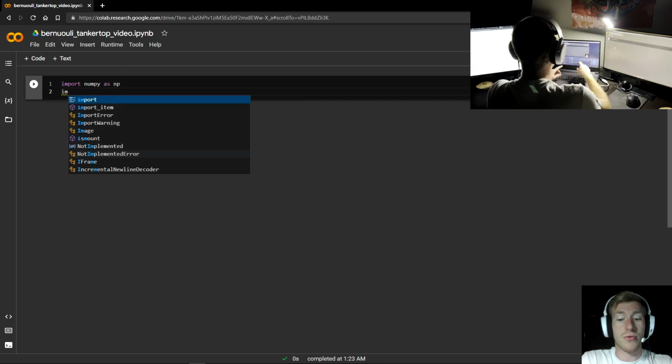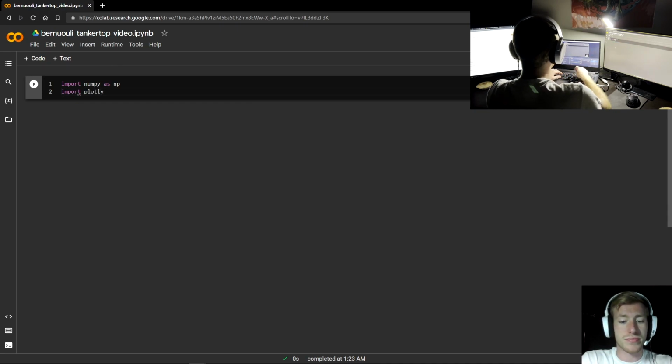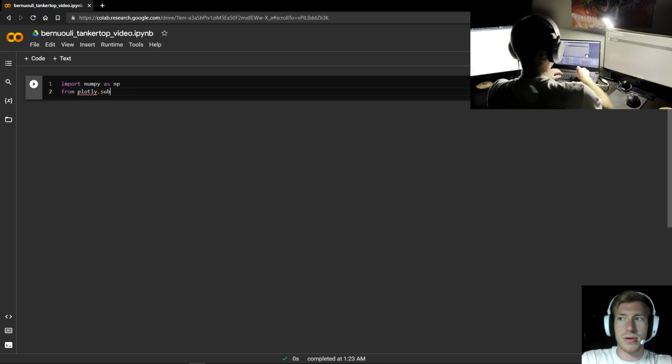Then, in order to graph everything, obviously we're going to need to import plotly. From plotly.subplots, we're going to import make_subplots right there.